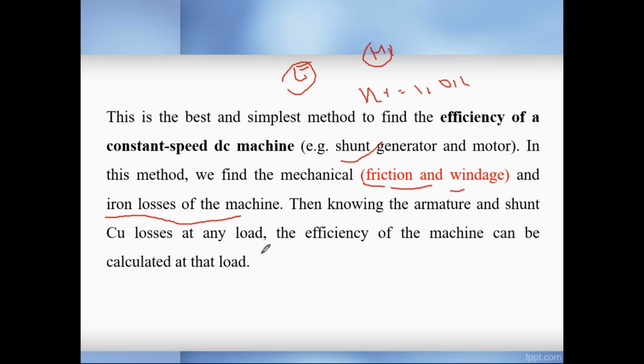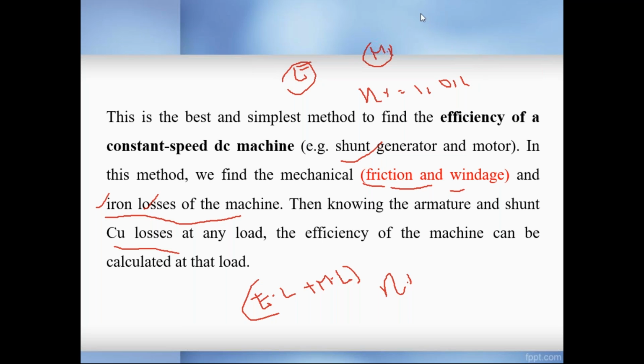By using these two losses, you can get the copper loss at any load. Iron loss is a constant loss because it does not depend on the load, and copper loss is a variable loss because it depends on the load. If the load increases, copper loss increases. If the load decreases, copper loss decreases. Iron loss is also called core loss and constant loss. Copper loss we call variable loss. So the purpose of the retardation test is to find electrical losses plus mechanical losses, which we need to find the final efficiency.